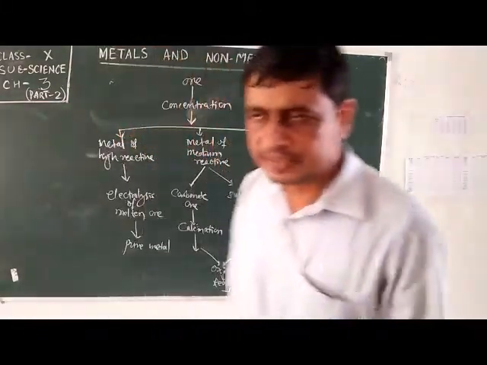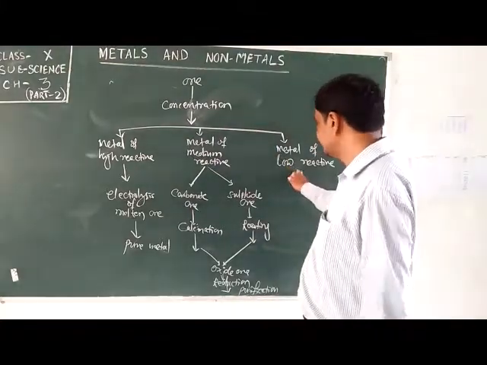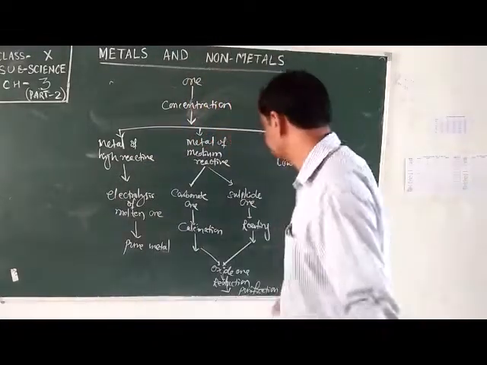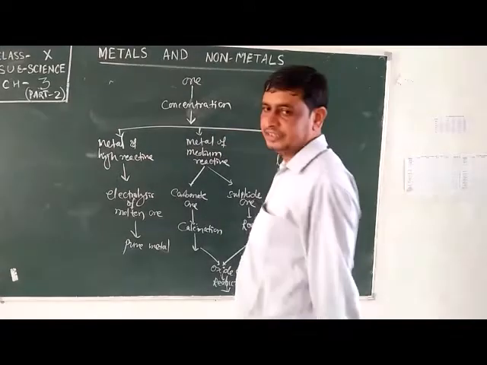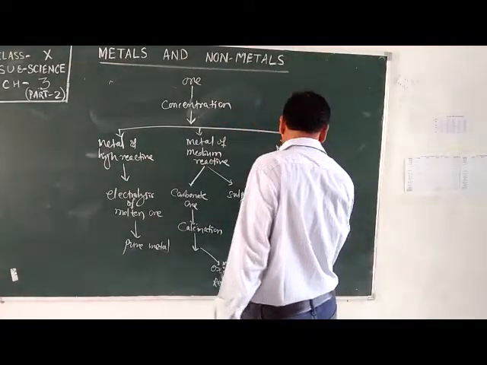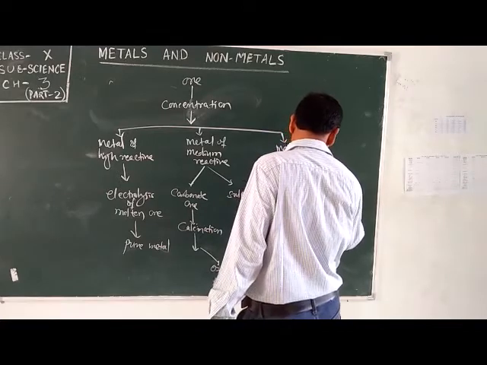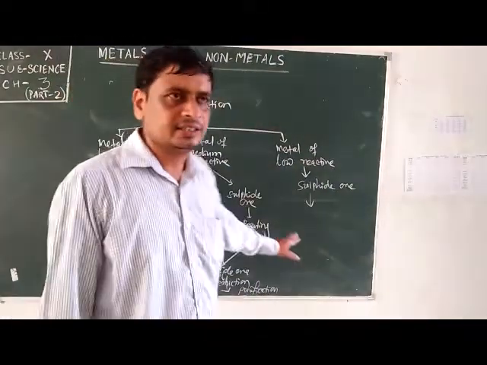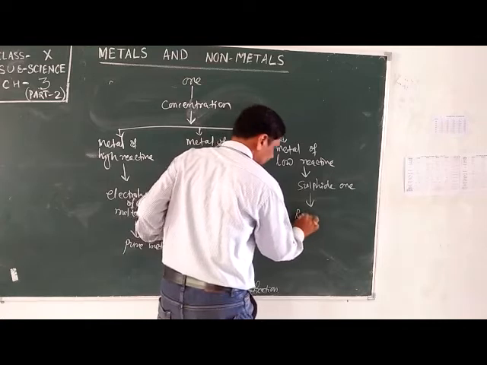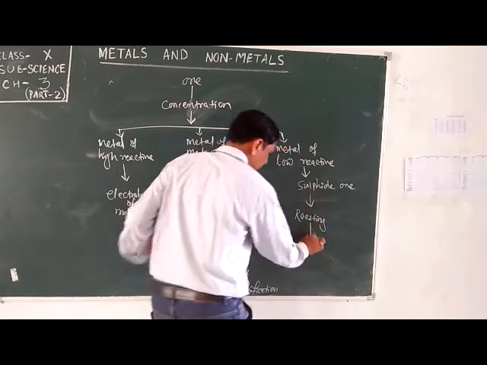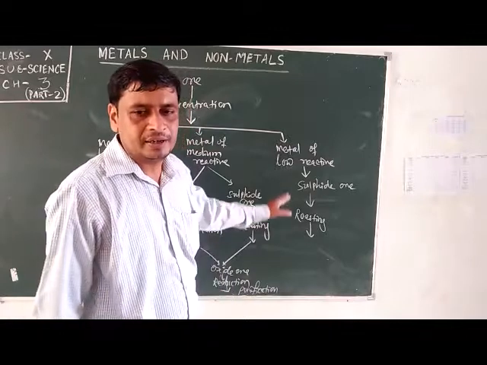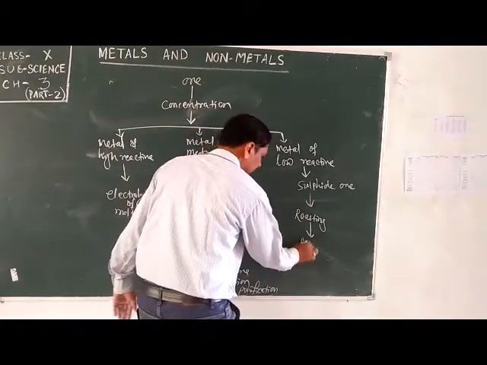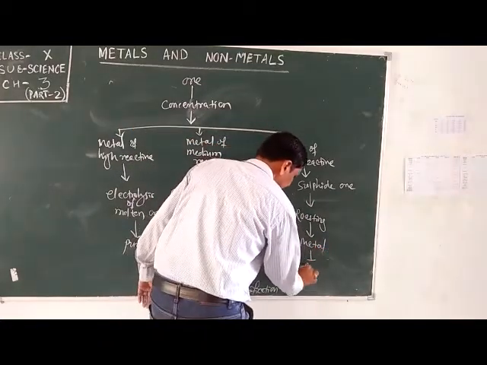Then, if the metal which is obtained by concentration is low reactive, generally it is in sulfide form. That is, the metal in sulfide form. Then it needs roasting, and we get some metal, and then refining.